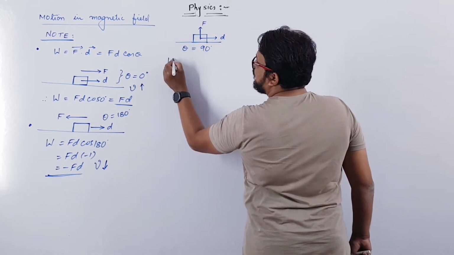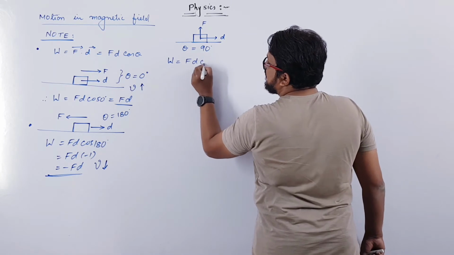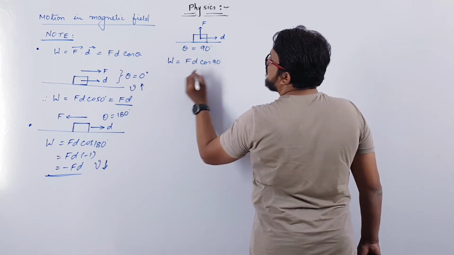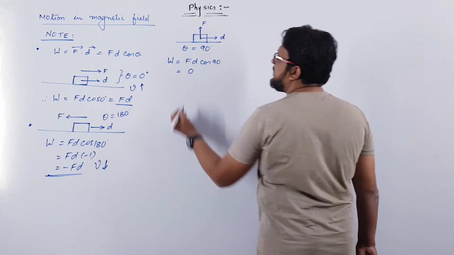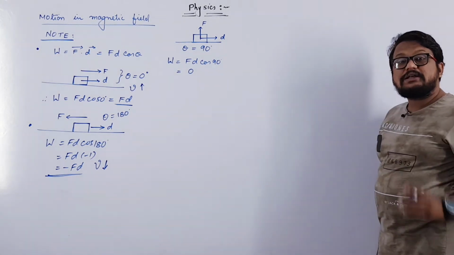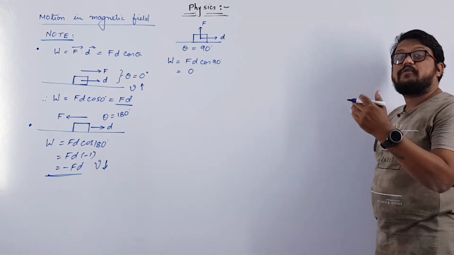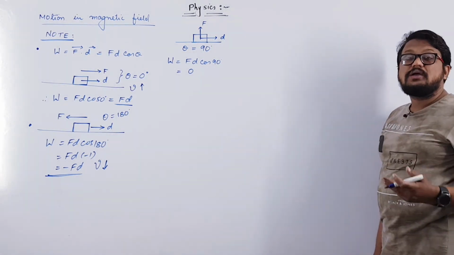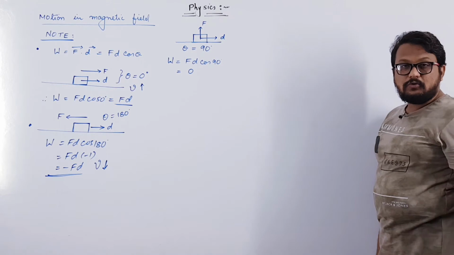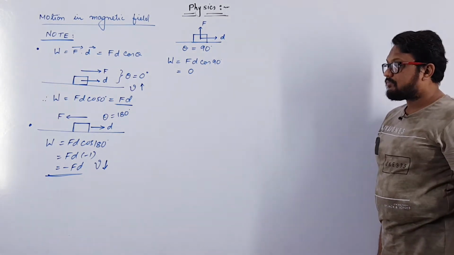Now in this case work will be equal to Fd cos 90, and cos 90 is 0, so work done will be 0, which simply means that if force and displacement, or force and the direction of motion of a body, are perpendicular to each other, then the work done will be 0. No work is done on it.